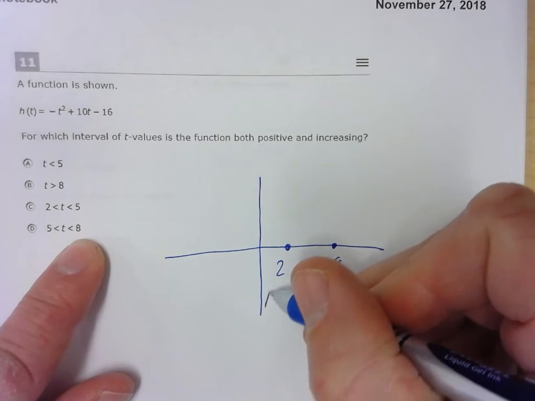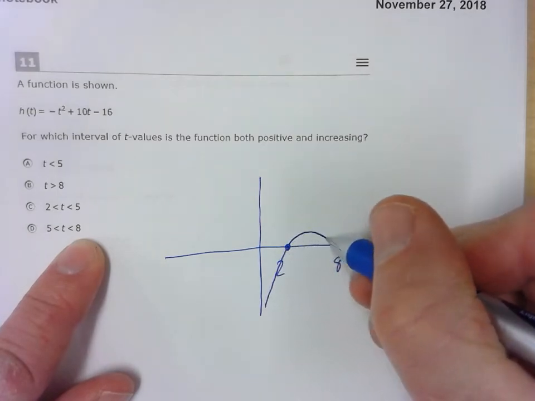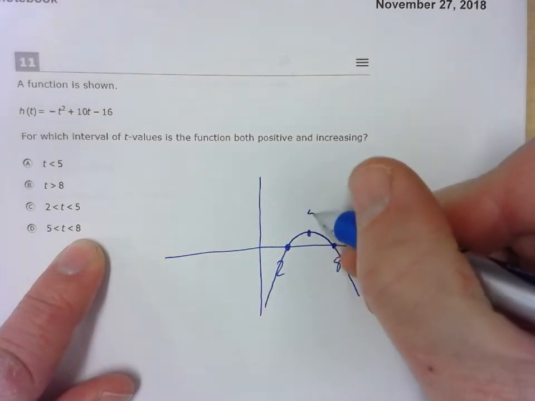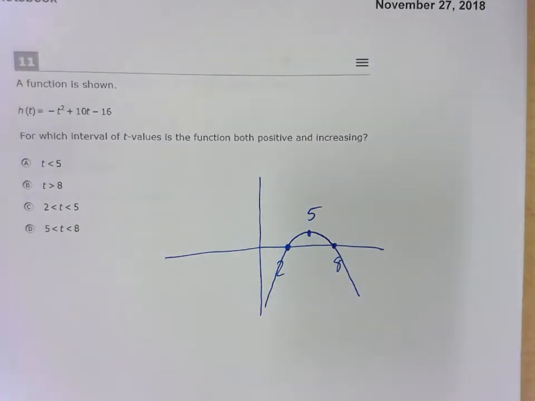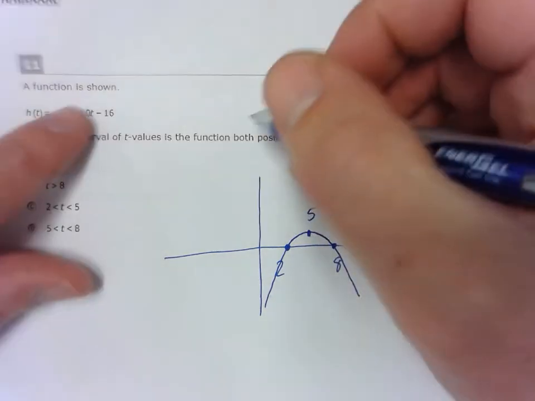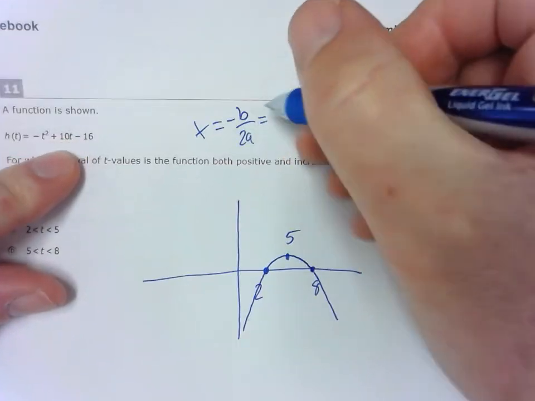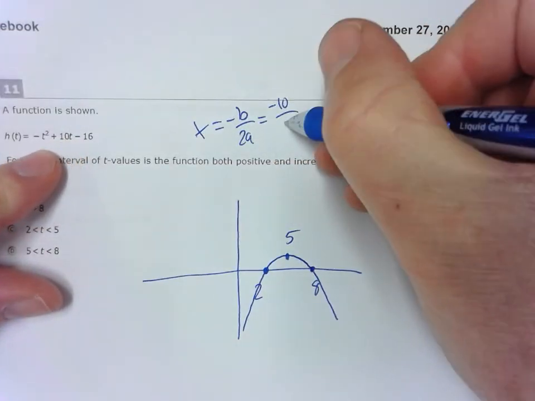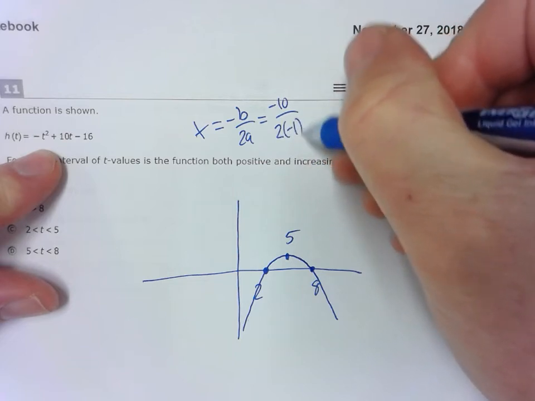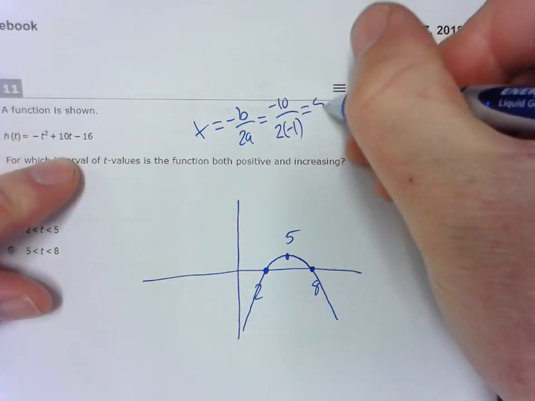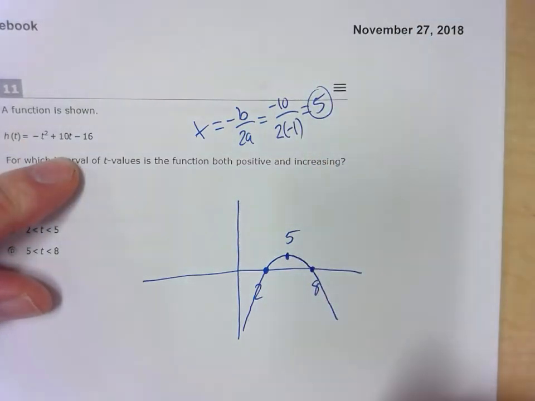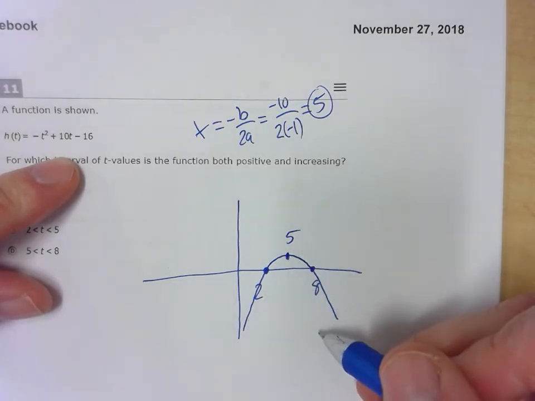And this is an upside down parabola, and 5 is the middle point, because that's where the vertex is. Now how do you find the vertex? You do x is equal to negative b over 2a, so it's going to be negative 10 over 2 times negative 1, because your a is negative 1. So the vertex is at 5. So 5 is the vertex point. It's an upside down parabola.